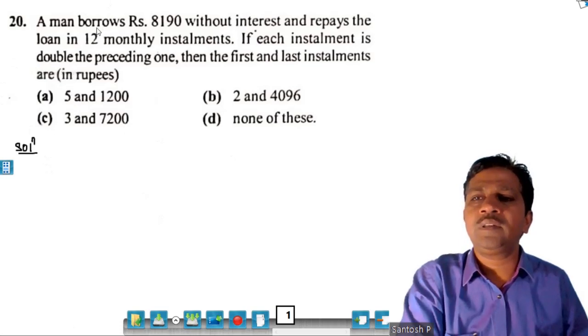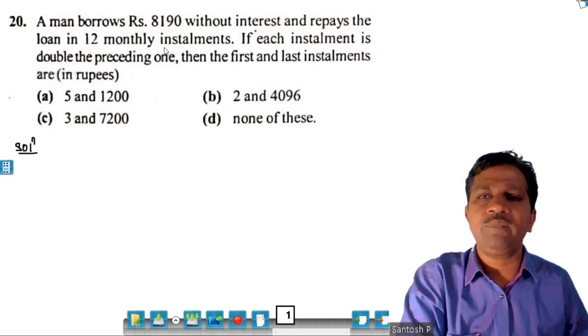The question says that a man borrows rupees 8,190 without interest and repays the loan in 12 monthly installments. If each installment is double the preceding one, then the first and last installments are? So, as there is no interest, the total amount to be repaid is nothing but 8190, and in each month he has to double the previous amount.